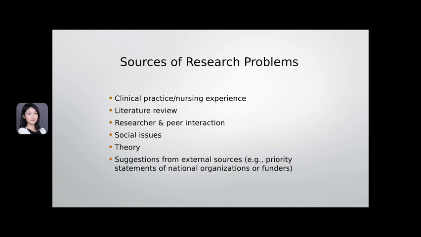Or you can talk with the clinicians who are practicing and researchers who are conducting studies in the area of your interest and see what problems they have identified. Social issues, theory, and the designated research priorities by organizations serve as resources for research ideas too.